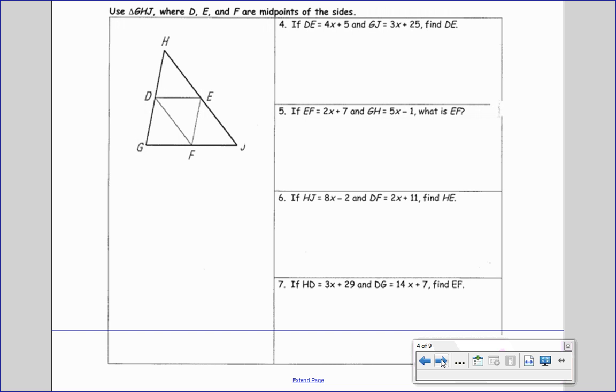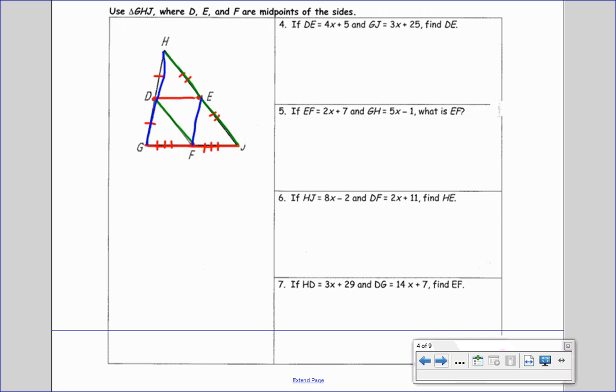Now we have a big triangle, GHJ. D, E, and F are midpoints of the sides. So we know that that's congruent to that, and those two are congruent, and these three are congruent. And we have to understand that DF is half of HJ, and EF is half of HG.